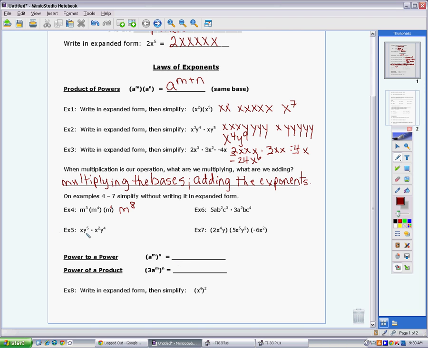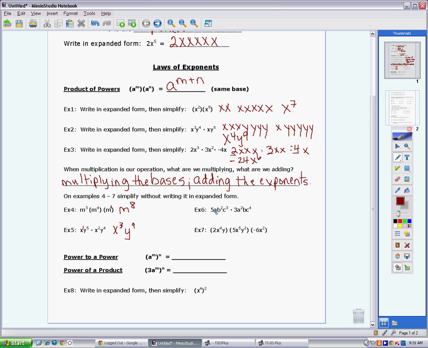Number 5, I have 2 different bases, so I'm going to look at my base x first, and I've got 1 here and 2 here. I'm going to add the exponent, so I get x to the 3rd power. Then I move to my second base, y to the 5th times y to the 4th, and I'm going to add my exponents. 5 plus 4 is 9.